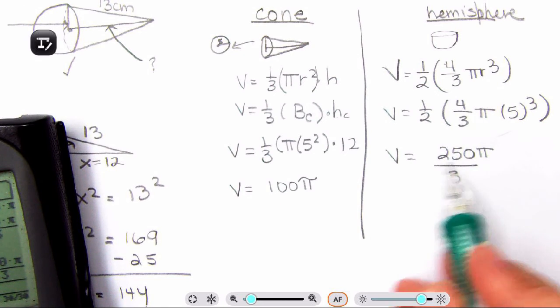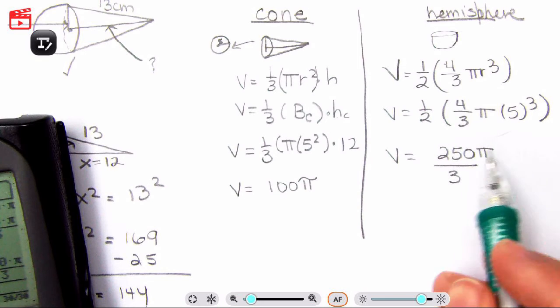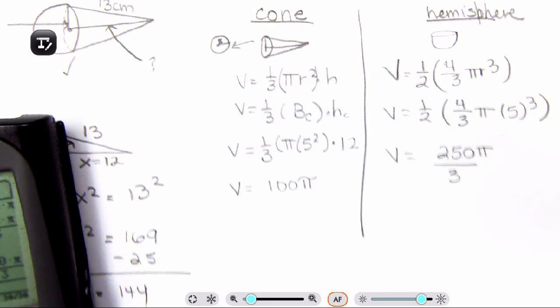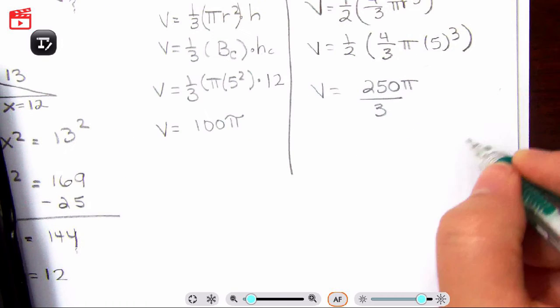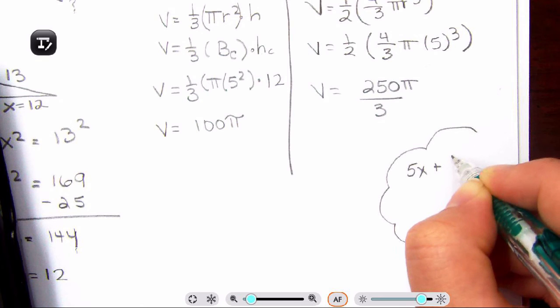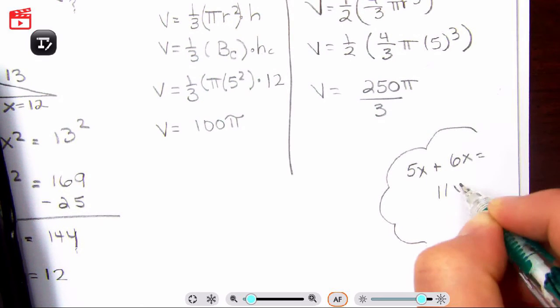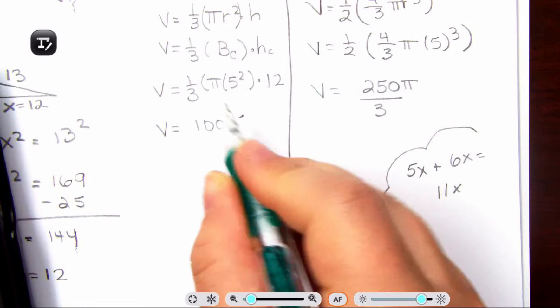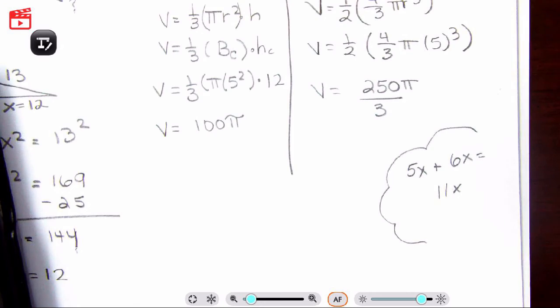So you can add these together, okay? Because this is pi and this is pi, you can combine it. So treat pi like a variable. If you have like 5x, let's actually do that right here. If you have 5x plus 6x, what would that be? That would be 11x. It's the same thing here. If I have 100 pi and I have 250 pi, how would that work?